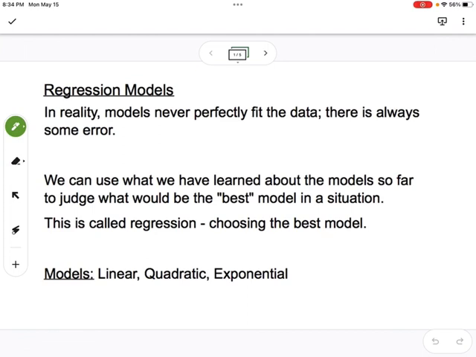We can use what we have learned about the models so far to judge what would be best in each situation. This is called regression, choosing the best model. Okay, so we're going to be choosing between linear, quadratic, and exponential.